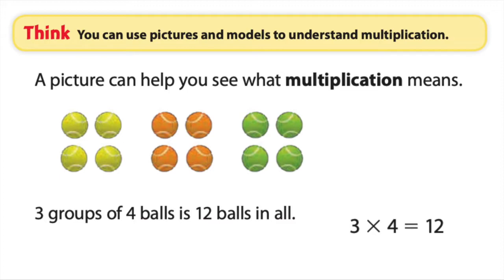You can use pictures and models, like we did on the last page, to understand multiplication. A picture can help you see what multiplication really means. In this picture, there are 3 groups of 4 balls. There's a yellow group, an orange group, and a green group. 3 groups of 4 balls is 12 balls in all. The equation would be 3 times 4 is 12. 3 groups times 4 balls in each group equals 12.